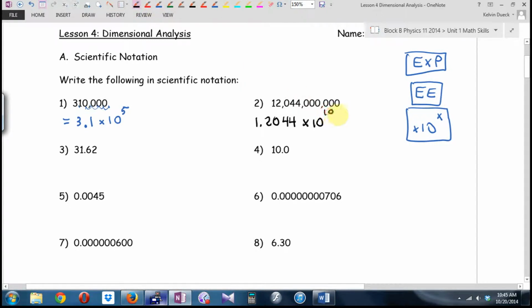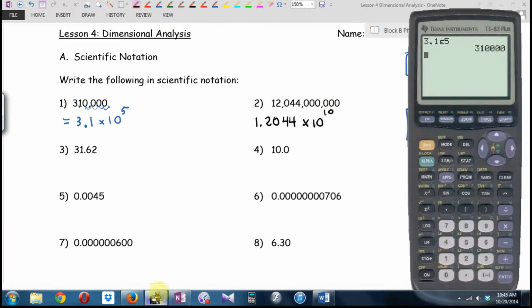10th. So I write that, but on my calculator, I would type 1.2044, scientific notation button, exponent. Again, Kyle, you'll notice I did not hit the times sign. I did not type a 10. I just typed the prefix, the scientific notation button, and the exponent. And on my calculator, that looks like, oh, you know what? My calculator can't display that, so it's just giving it to me in scientific notation.